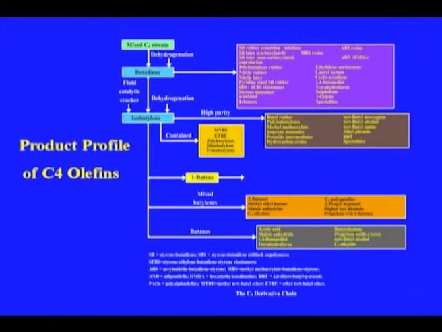The mixed C4 stream, butadiene, isobutylene, MTBE, ETBE, 1-butene, the mixed butenes and butanes. All these products I have already discussed separately in detail, and the various valuable products which you are getting from the C4 stream.